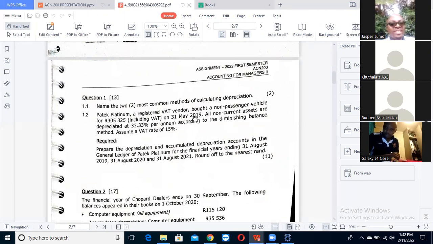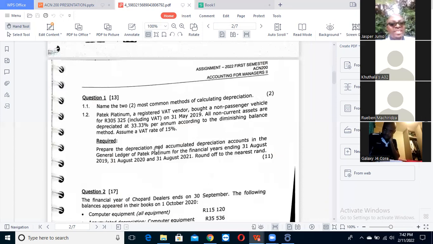And then we are told all non-current assets are depreciated at 33.33% per annum, according to the diminishing balance method. So our depreciation rate is what? 33.33% per annum. Per annum simply means per year. And we are told that we are using the diminishing balance method. And then we are told to assume a VAT rate of 15%.